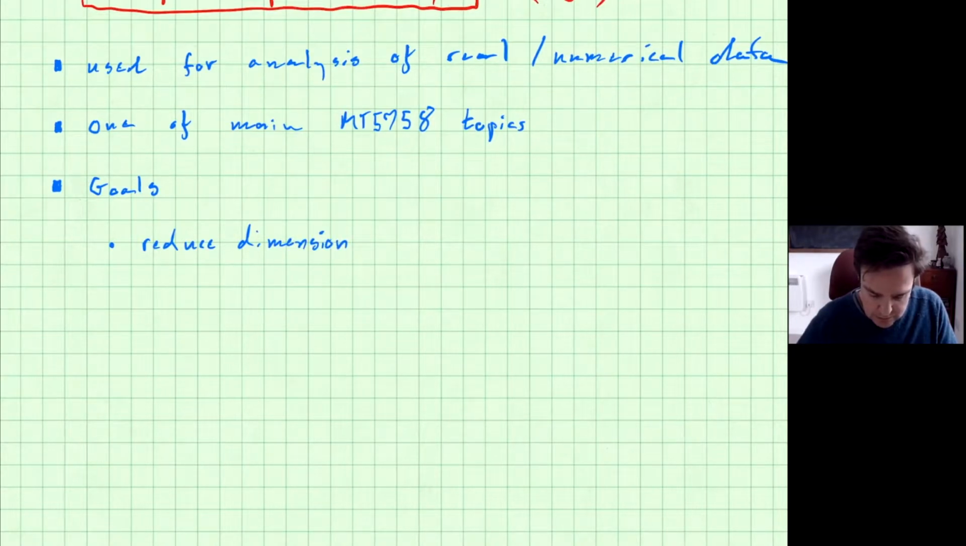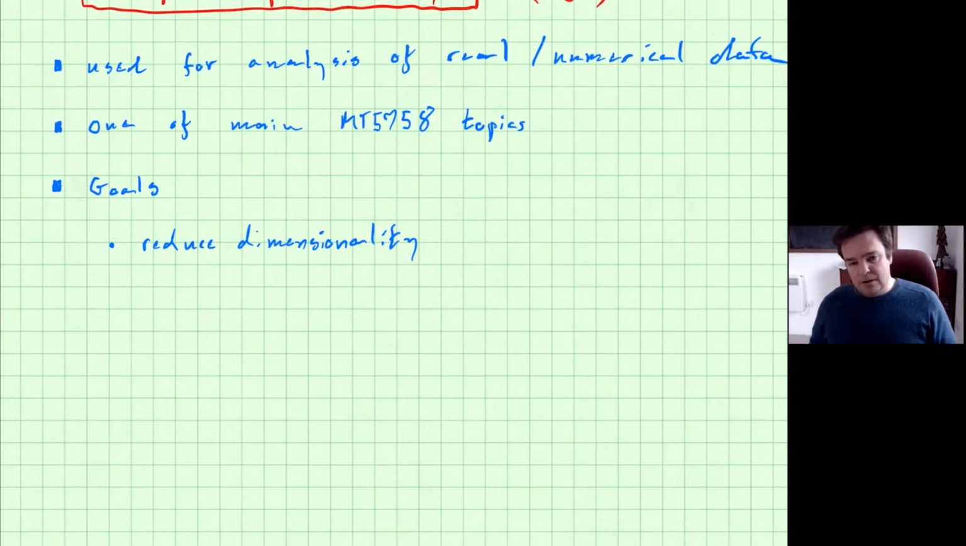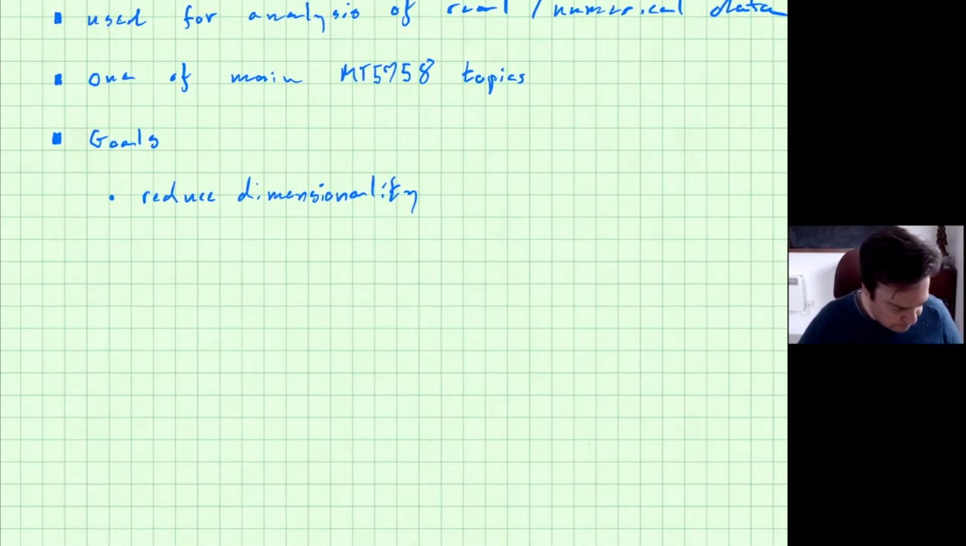So if you were given a problem that had 10 variates, you might want to try to recast that data set in terms of only 2 variates. So that's the idea of reduced dimensionality. If you do that, you want to do it in a way that minimizes information lost.